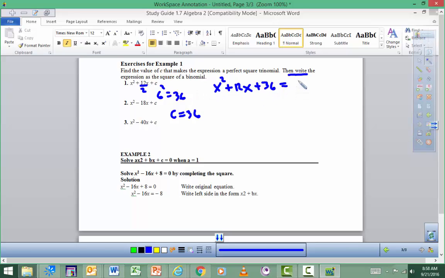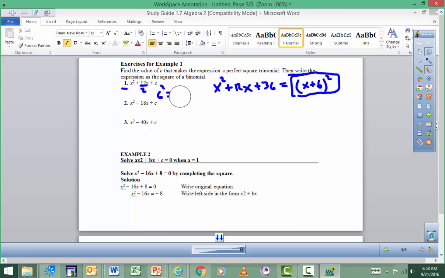And so now what you could do is write this as x plus 6, the quantity squared. You see? Now it's a perfect square. That's what you were supposed to do on number 1. Do you think I need to do another one? Okay? Well, let's do the second one then.